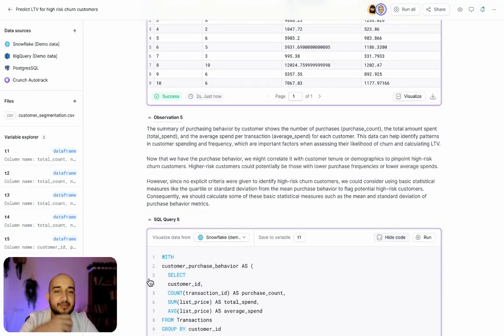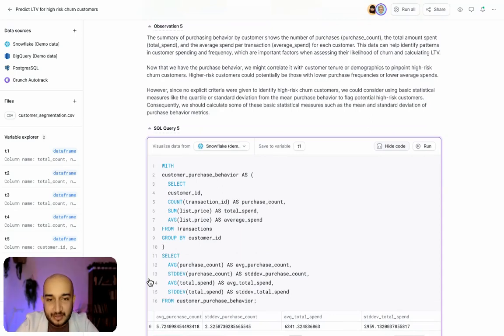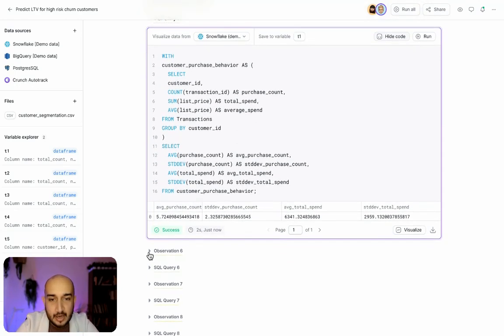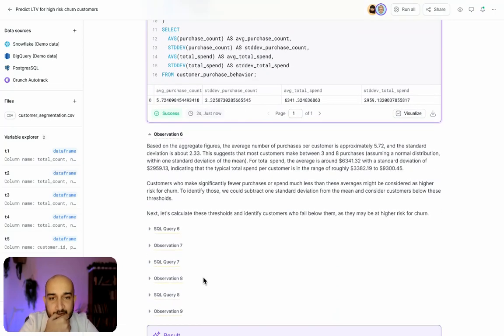Wow, it's amazing how close it is to how I'm thinking in real time. And then it says that it has written the query for it. The observation here is that, based on the average figure, the average number of purchases per customer is 5.72, and the average deviation is this much. Customers who make significantly fewer purchases might be considered higher risk for churn. But to identify these, we could subtract one standard deviation.